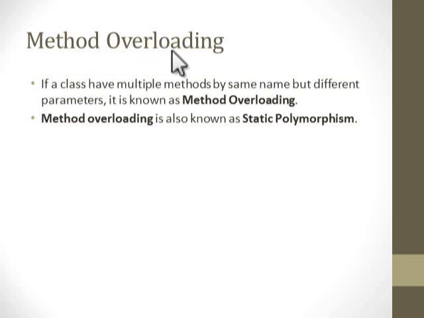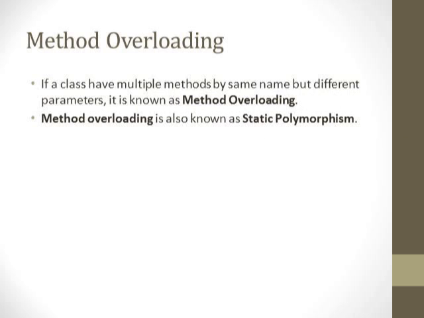Today we talk about method overloading in Java. Here is a definition of method overloading. If a class has multiple methods with the same name but different parameters, it is known as method overloading. Method overloading is also known as static polymorphism.